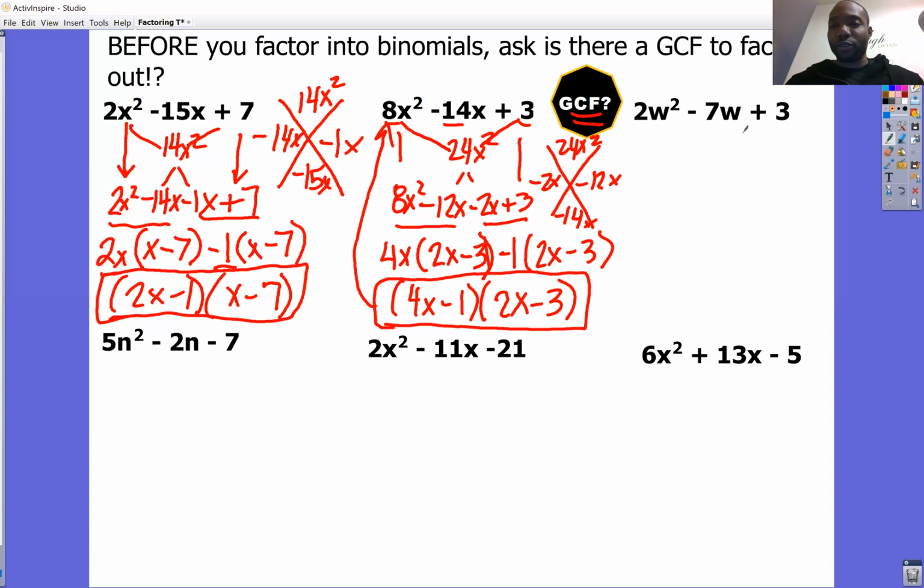All right, let's look at this last one, and then I'm going to let y'all do the last 3 on your own. And then we're going to come back tomorrow for some more practice. All right, GCF, 2, negative 7, 3. No GCF other than 1. So butterfly, 2w squared times 3 is going to give you 6w squared.